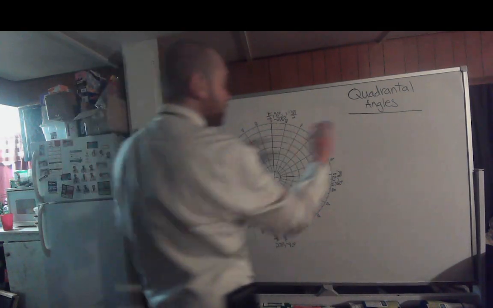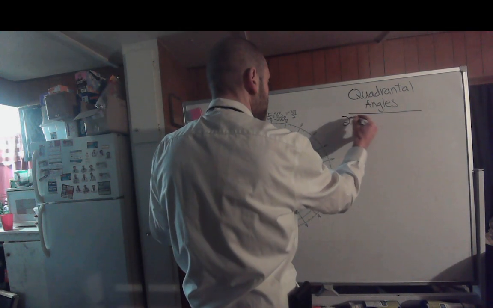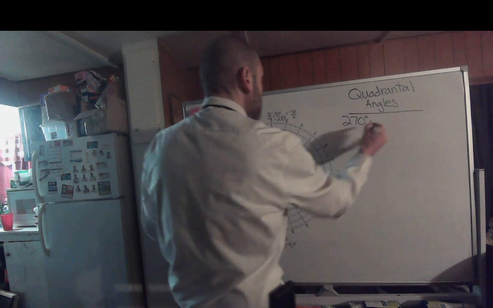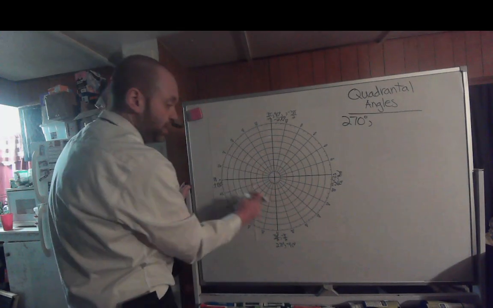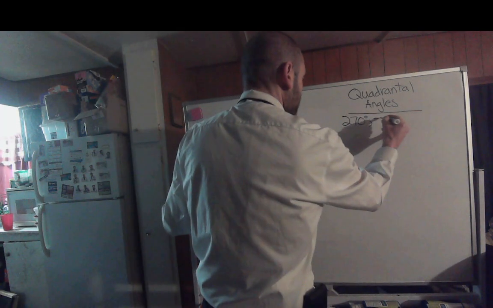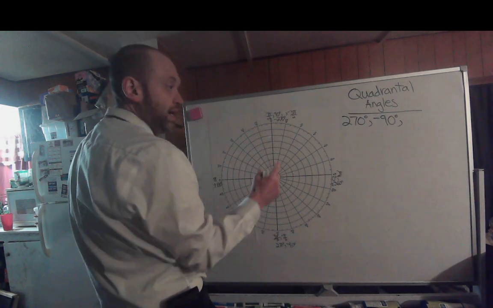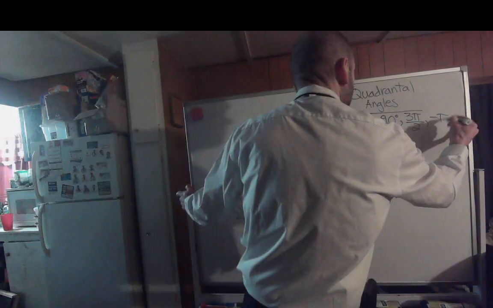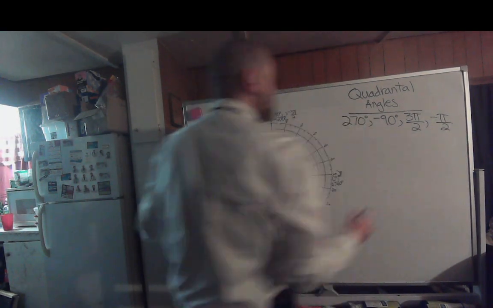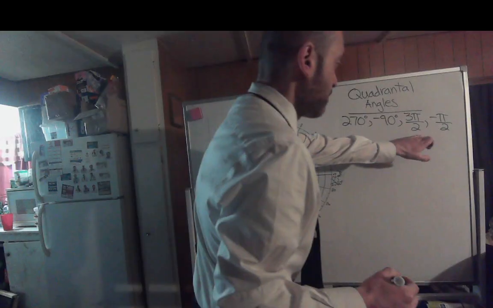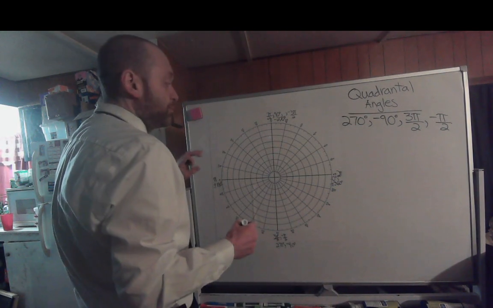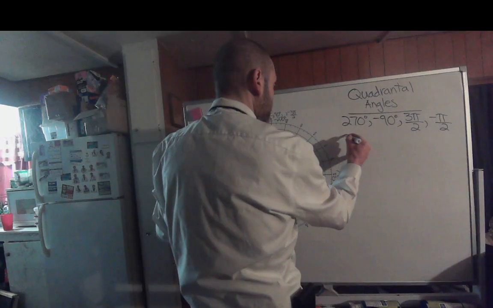Alright, so we're going to deal with 270 degrees next. That's if you're going in the positive direction. In the negative direction, this is the same as negative 90 degrees. Or in radians in the positive direction, this is 3 pi over 2. In radians in the negative direction, this is the same as negative pi over 2. So those are all the same. These are 4 different names for the same angle. But we're going to use the radian notation.